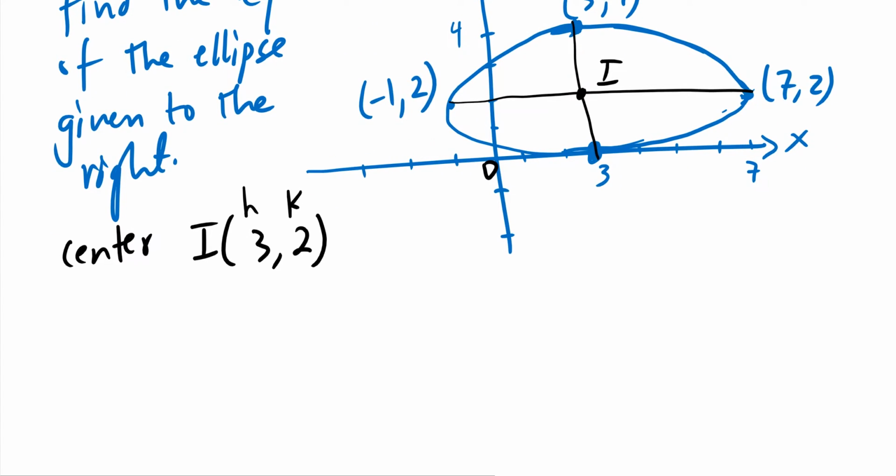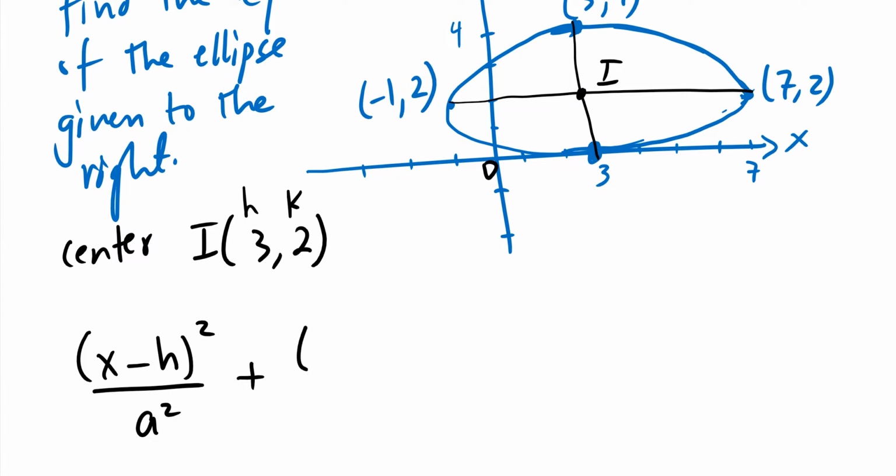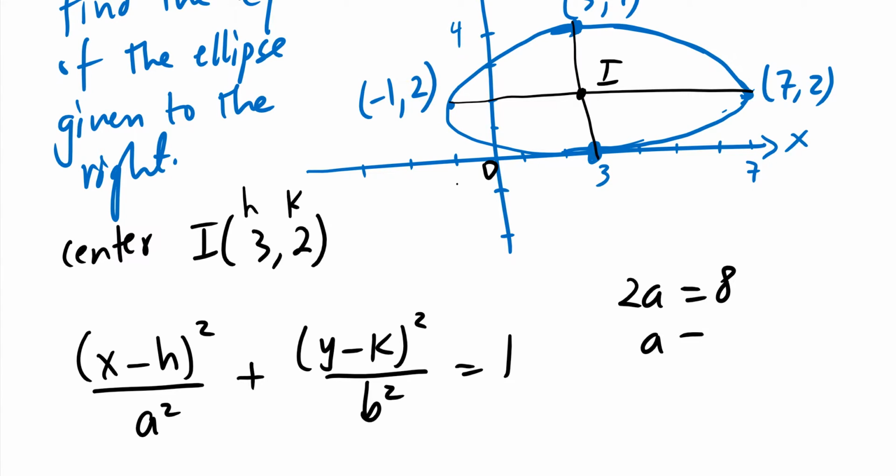If you write the formula, (x minus h) squared over a squared plus (y minus k) squared over b squared equals 1. That gives me h and k. The only thing left to find is a and b. Notice, the major axis goes from -1 to 7. That's 8 units. So 2a is 8, a is 4. And 2b is 4, so b is 2. So I found a and b.